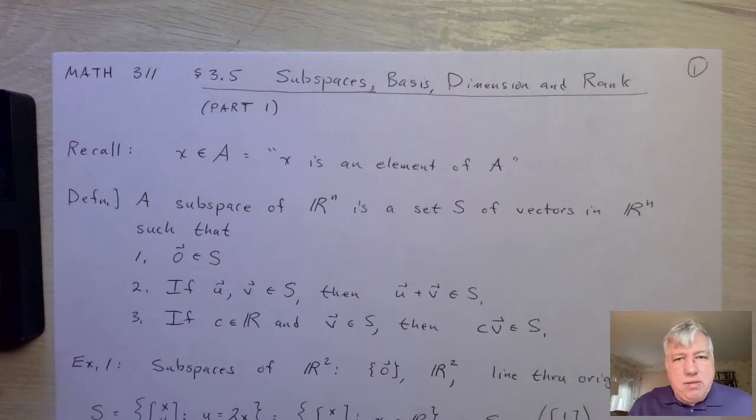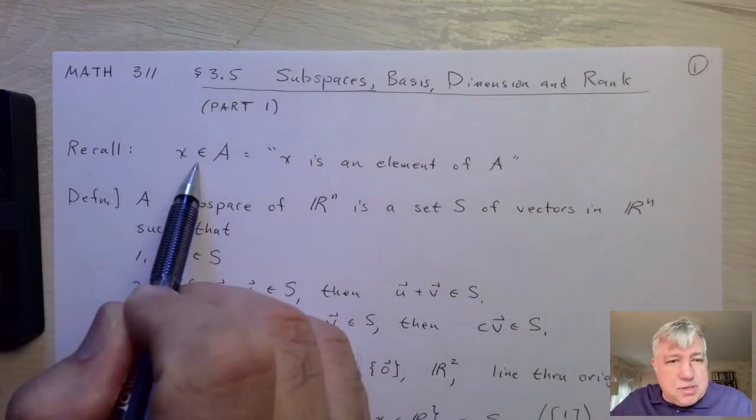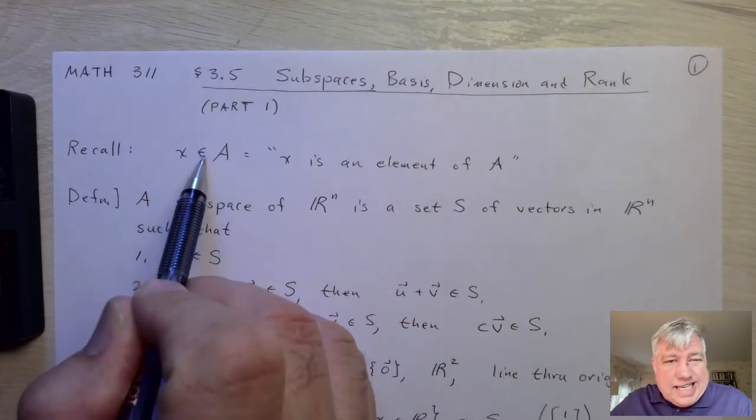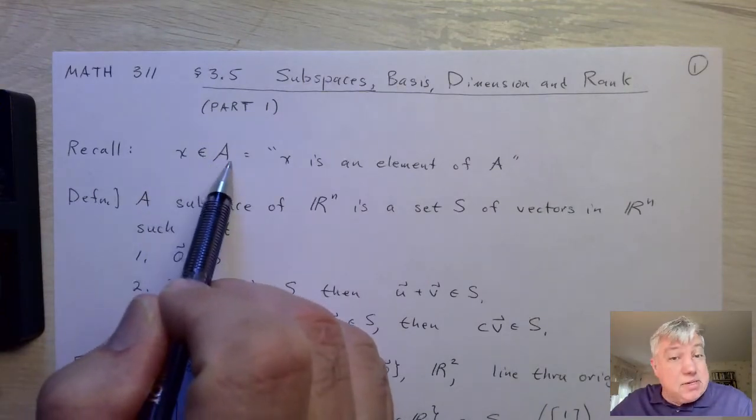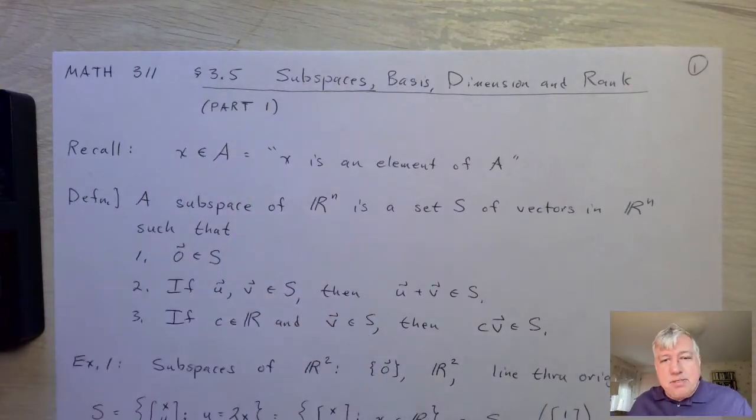Let me begin. We're now going to generalize when we started talking about planes and lines, and we're going to see that some of those planes and some of those lines were examples of subspaces. So I want to define what a subspace is first. Before we begin, just remember the notation. We'll be using this a lot. This little E symbol means x is an element of A. Okay, so that's what that means.